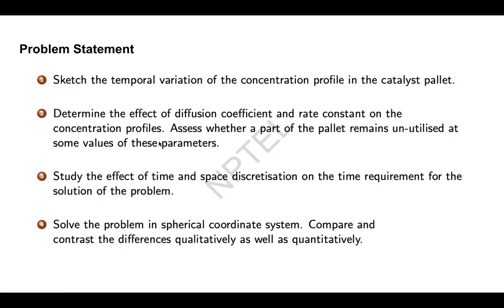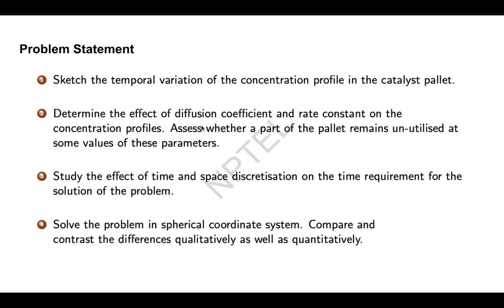The first part of the question you would have done with a constant diffusion coefficient and a constant rate constant. When you come to the second part, where we have to study the effect of the diffusion coefficient and rate constant, you loop over several values of the diffusion coefficient and keep the rate constant fixed. Or else you keep the rate constant changing as per a loop and the diffusion coefficient fixed. Then you evaluate the same thing inside the loop, like the temporal variation. Or else you can change both.